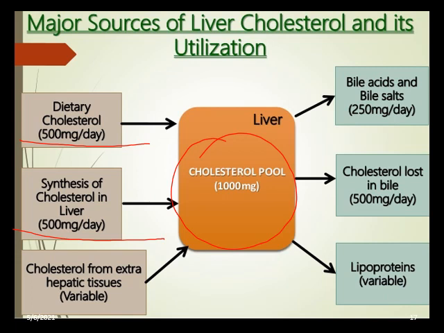And also cholesterol from the extrahepatic tissues is available in the form of transport of cholesterol from the HDL. Then this cholesterol pool from the liver can be utilized by various routes. It can be degraded in the form of bile acid and bile salt, that is nearly 250 milligram, which can be excreted through the feces, and some part will be utilized for the enterohepatic circulation. And cholesterol lost in bile is nearly 500 mg per day. Then also a little amount will be converted in the form of lipoproteins.